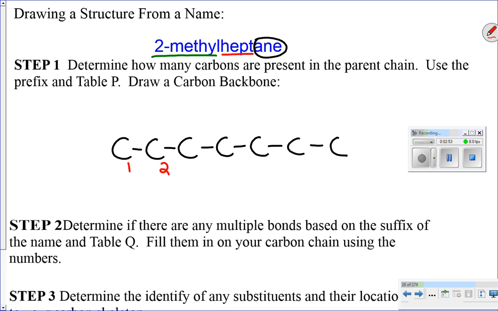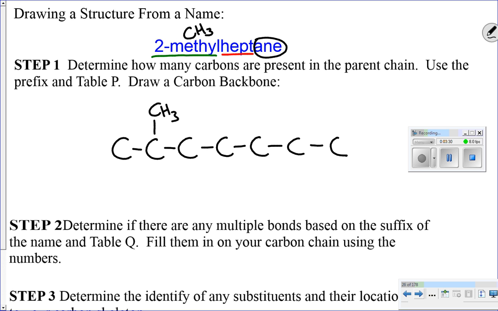You can count from the other side, but as a rule, I usually go left-right, just to help me be consistent. On carbon 2, I'm going to attach the substituent. A methyl group, if you remember, is a CH3. Meth means 1, so we put 1 carbon there. And typically, this would have 3 H's on it, because every carbon has to have 4 bonds. So you can draw this way. I actually like to draw it like this to help it fit a little bit more easily in my molecule. I'll erase these numbers so they don't get in my way.